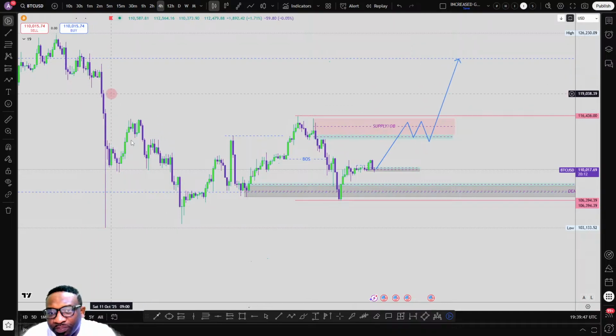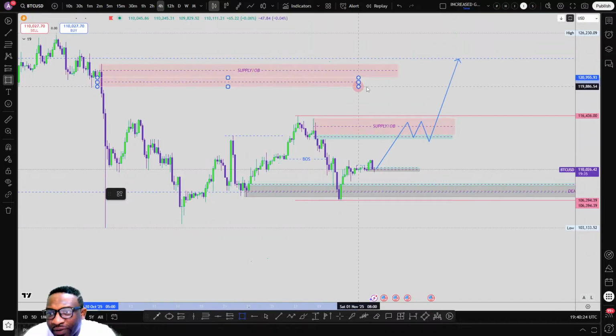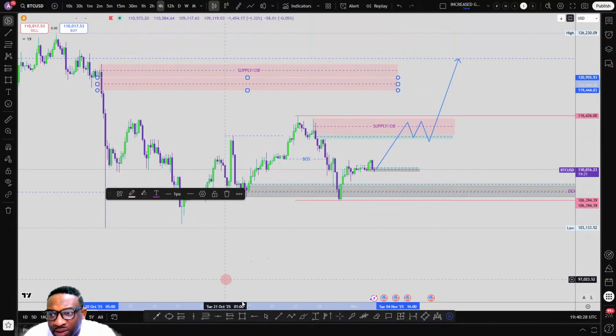So this is another zone that we can identify on the charts. So this last indecision can provide an area of imbalance. Wide area of imbalance right here. So if I should mark it, that is the imbalance zone.